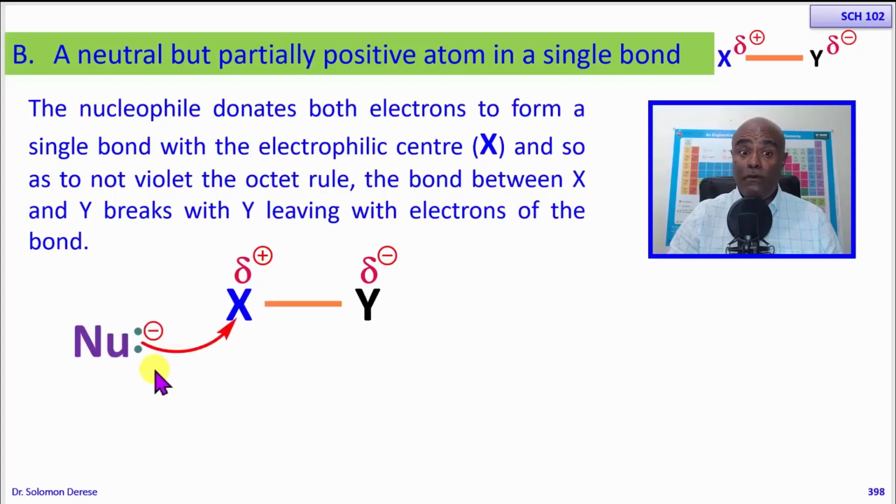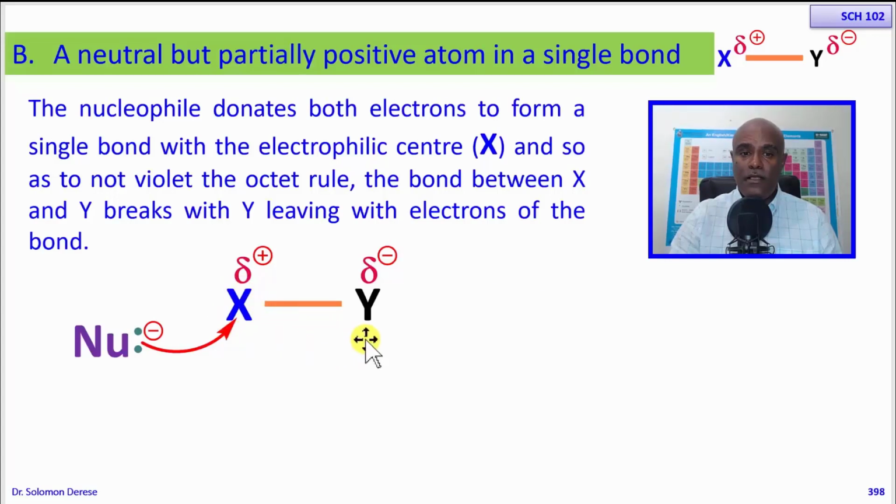So when you bring a nucleophile to attack this, when a bond is formed between the nucleophile and X, the nucleophile brings its 2 electrons to form a bond with X, and the old bond that was between X and Y must break. If it does not break, the octet of X will be violated.